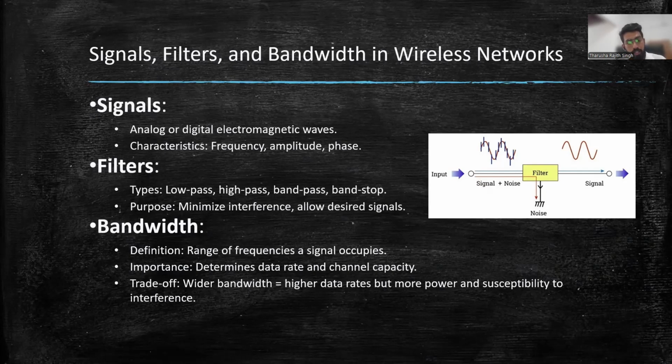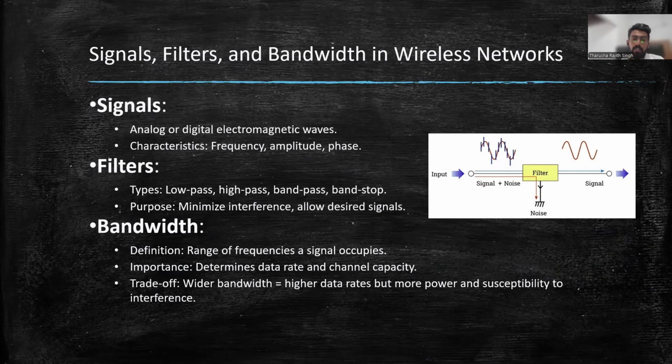Okay, bandwidth. Bandwidth refers to the range of frequencies that a signal occupies. In wireless communication, bandwidth is a crucial resource that determines the data rate and capacity. A wider bandwidth allows for higher data rates, enabling faster communication. However, it also requires more power and can be more susceptible to interference.